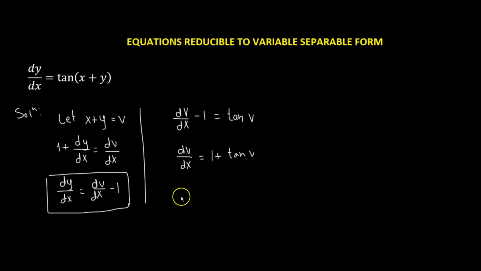Now separating the differentials, we get dx equals dv over 1 plus tangent of v. Now this is reduced to a variable separable form. So that means we can integrate both sides. To integrate the integral on the right hand side, we'll use some trigonometry techniques.